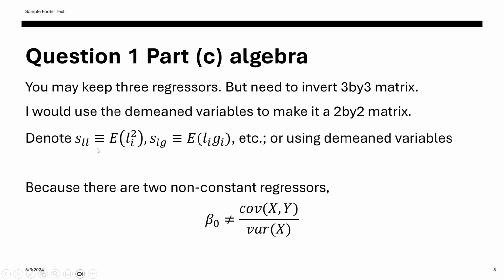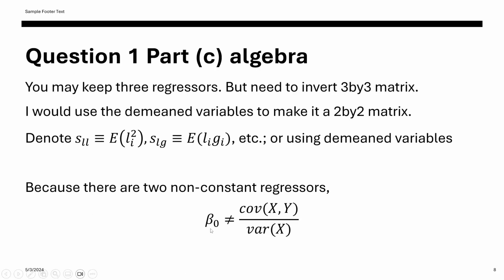And also, by the way, in case you do not know this notation, three lines, or kind of extended equality, is an identity. This is always true because I defined it. It's a definition, right? I define S_LL as this. So three lines is a definition, which is always true.